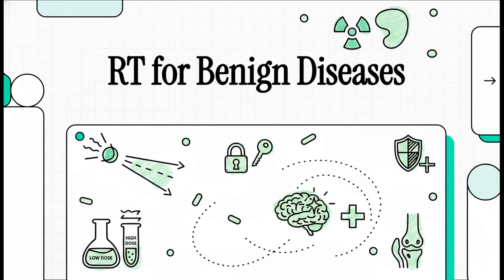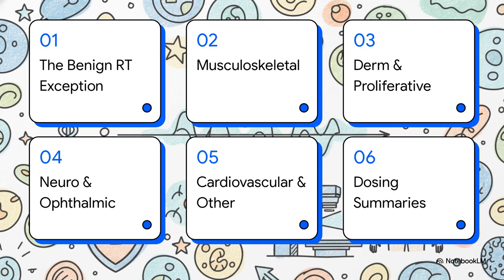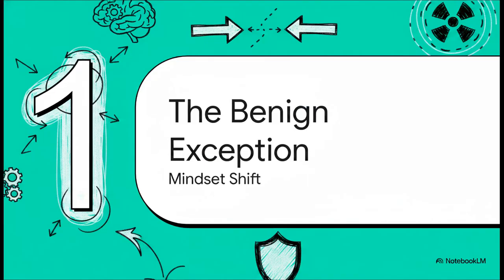Let's dive right in. Here's a quick look at our system-based roadmap for today. We'll kick things off with the benign radiation exception, then move through musculoskeletal, dermatologic, neurologic, and cardiovascular indications before wrapping the whole thing up with some essential dosing summaries. All right, Section 1, the benign radiation exception.